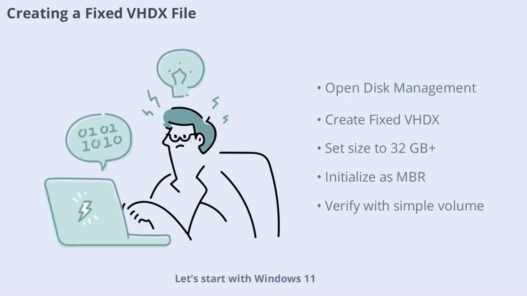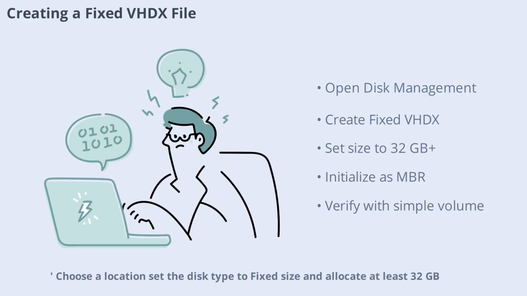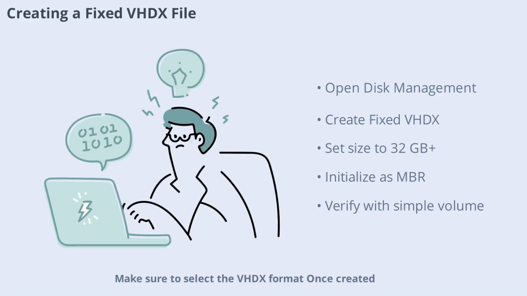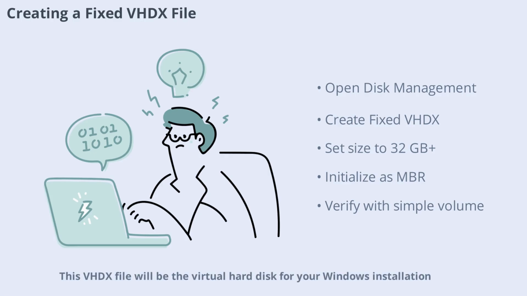Start with Windows 11. Open Disk Management on your host system and select Create VHD. Choose a location, set the disk type to fixed size, and allocate at least 32 GB. Make sure to select the VHDX format. Once created, the disk will appear as not initialized. Right-click to initialize it using MBR. Optionally, create and then delete a simple volume to verify the disk is working. This VHDX file will be the virtual hard disk for your Windows installation.